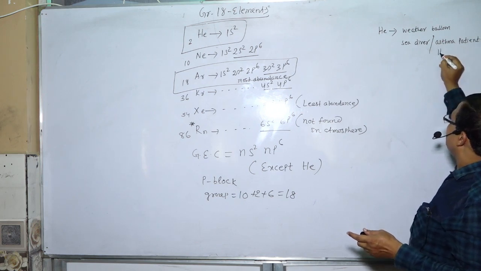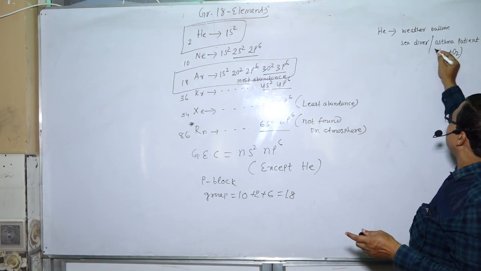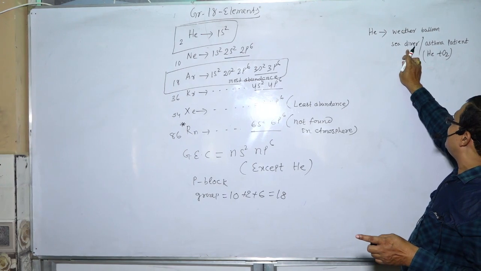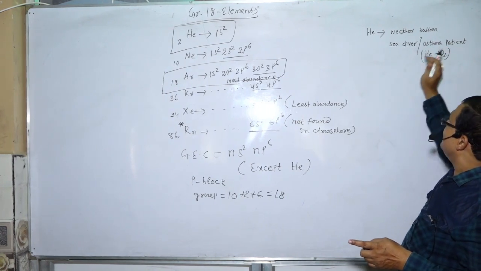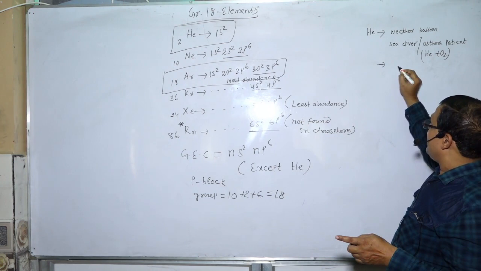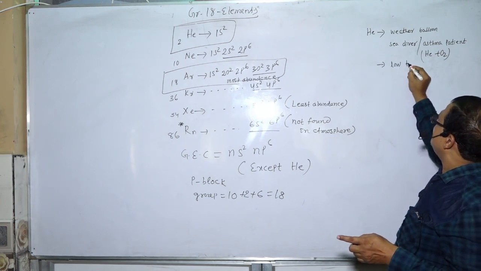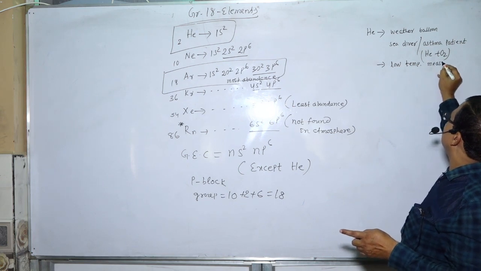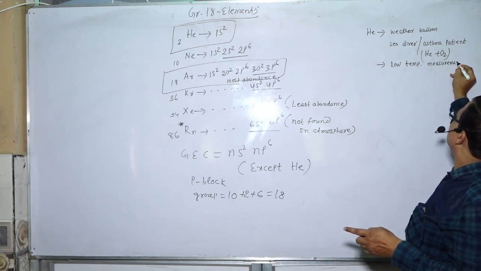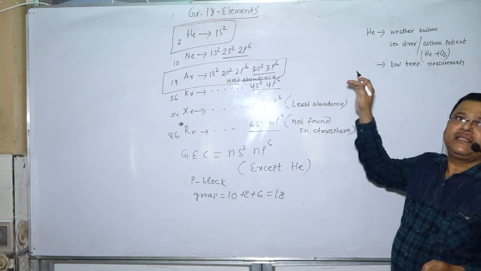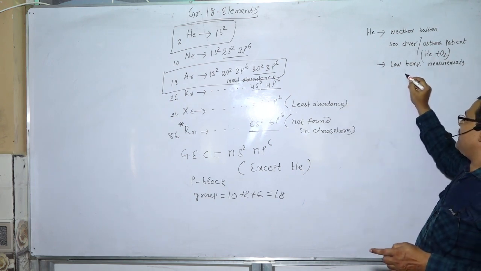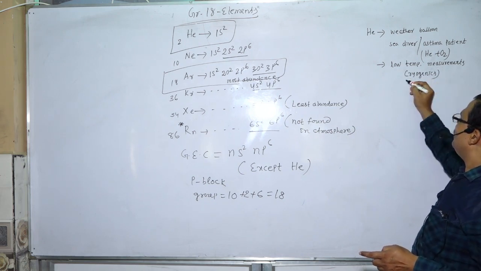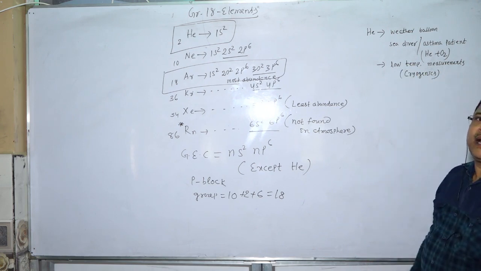That is a mixture of helium and oxygen. So the mixture of helium and oxygen is used by sea divers and also by asthma patients. The next one is low temperature measurements, otherwise known as cryogenics.